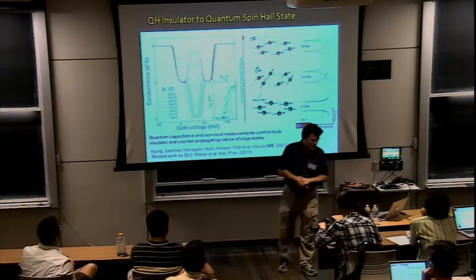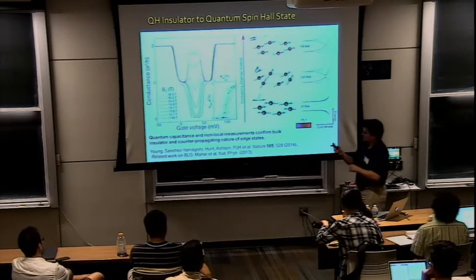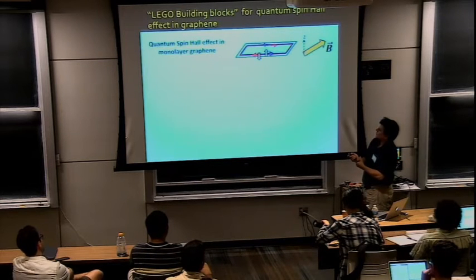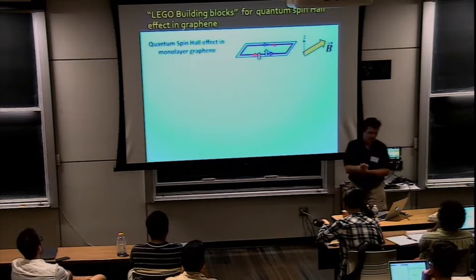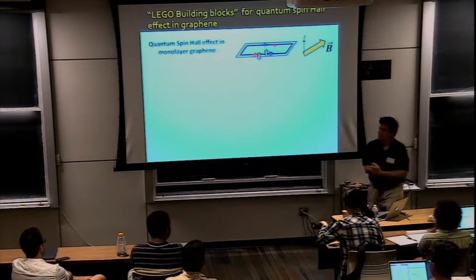Now, let's go back and think a bit more about this. What are the Lego sort of building blocks to realize this quantum spin Hall effect in graphene?